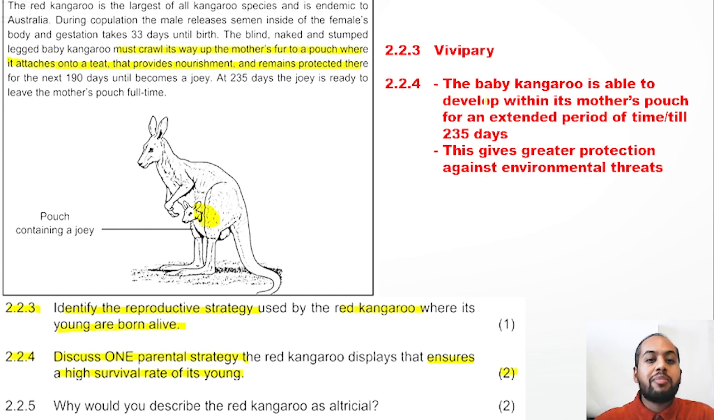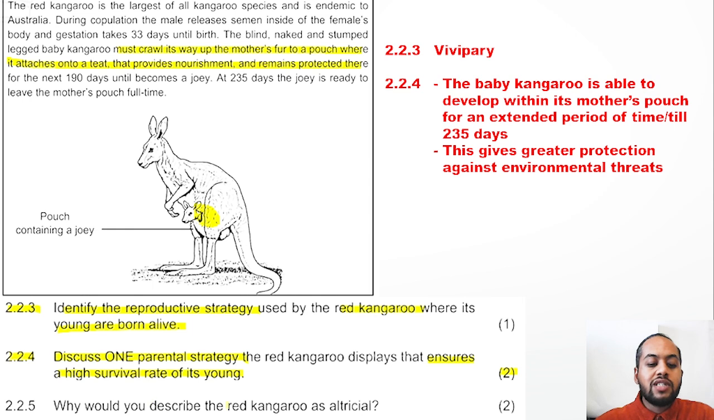So because the baby kangaroo is able to develop within its mother's pouch for an extended period of time, and this gives greater protection against environmental threats, it's a type of parental strategy that ensured a high survival rate of its young.